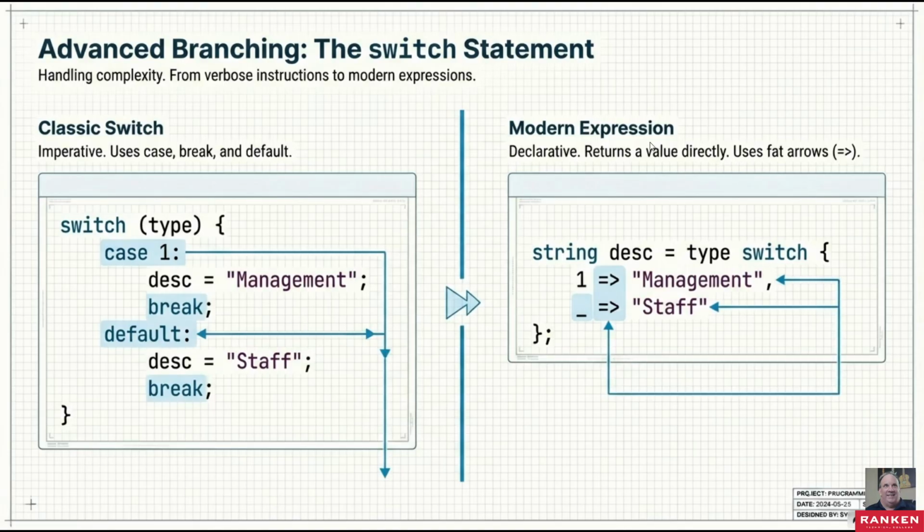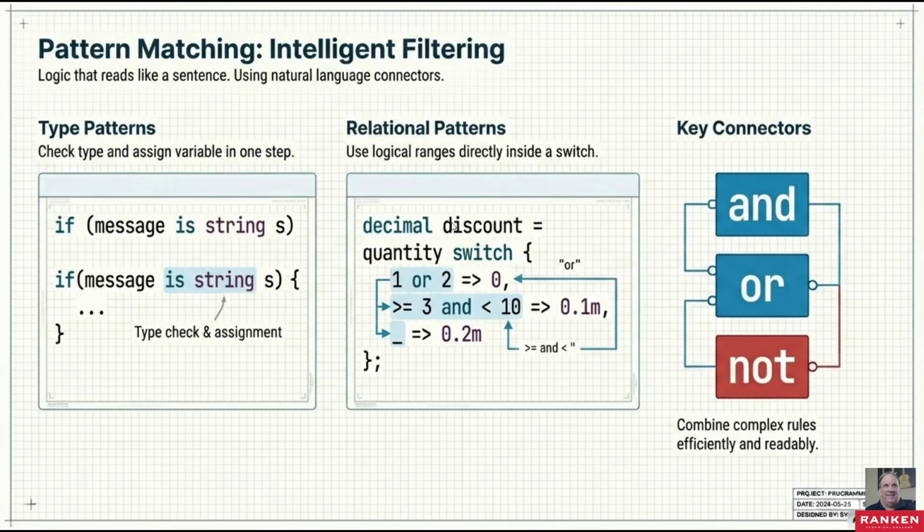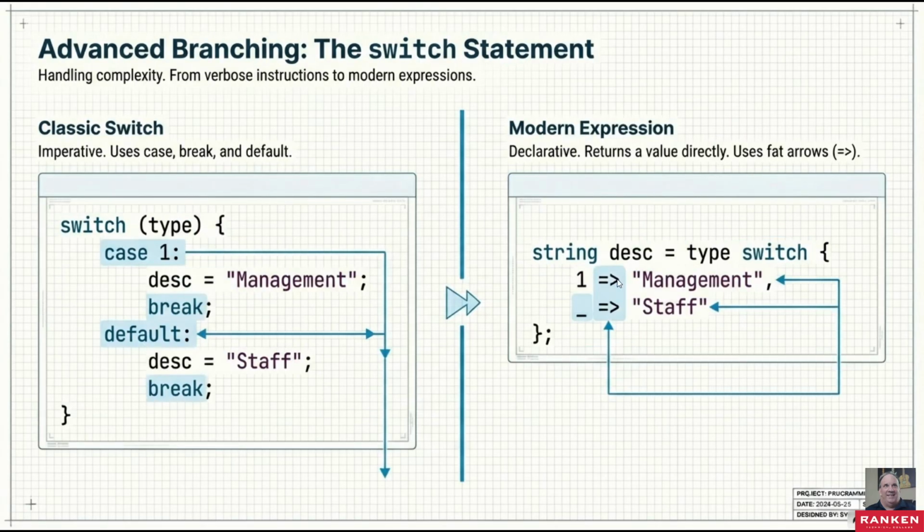So here's the modern expression. It's more of a declarative way to do it. It returns a value directly. It uses what's called fat arrows. So basically, same thing here. Here's your string description. Instead of having description like this, you're just having it in quotes. Depending on which one it executed, it's going to populate DSC with either management or staff.